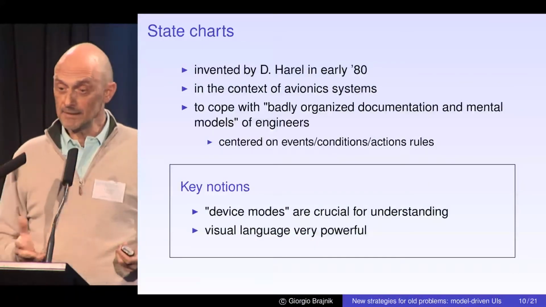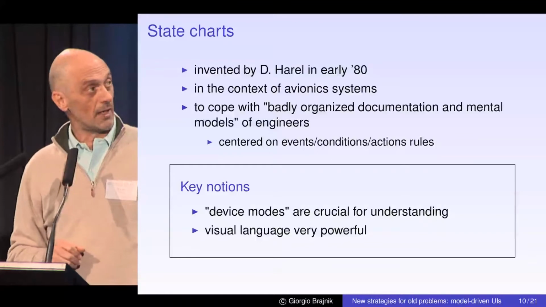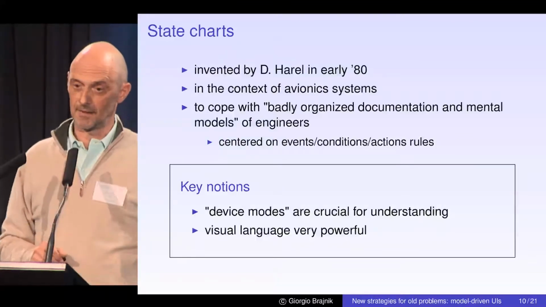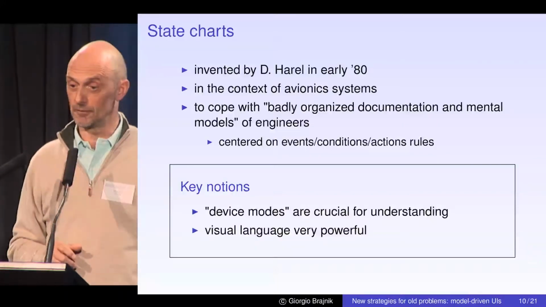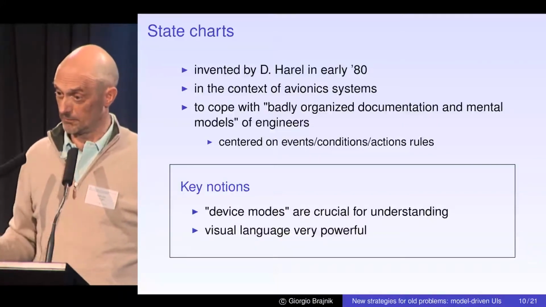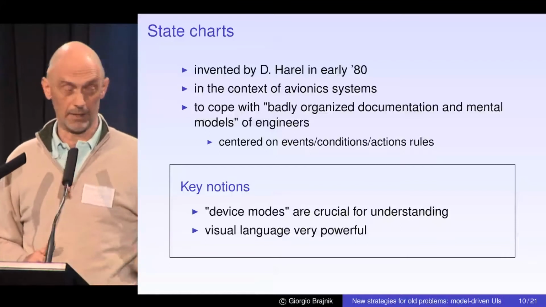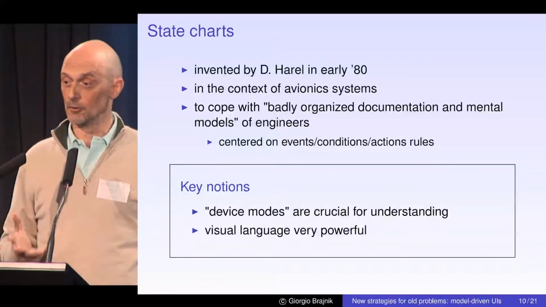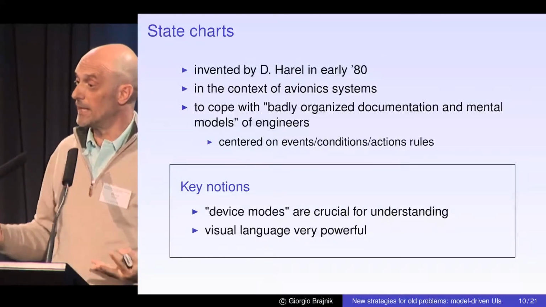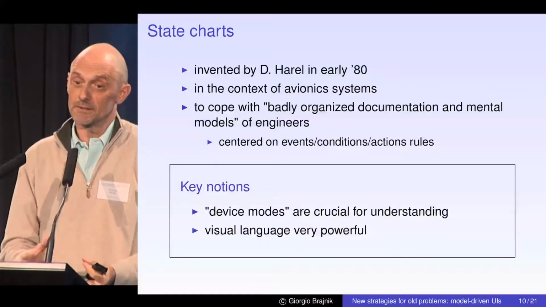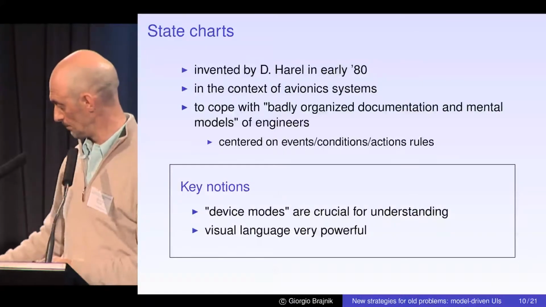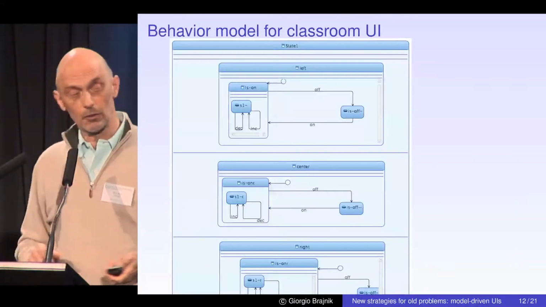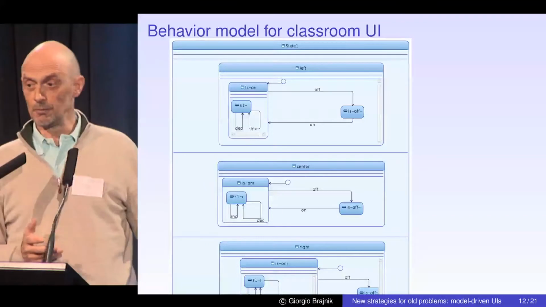For the dynamics, you could use something that was developed in the 1980s, ages ago, for modeling the dynamics of very complex reactive systems like devices on board of airplanes. And the key notion here is that you can model the behavior of a device by representing the possible states in which the device is and transitions between states. So I'm going quickly. So this will be part of the model.